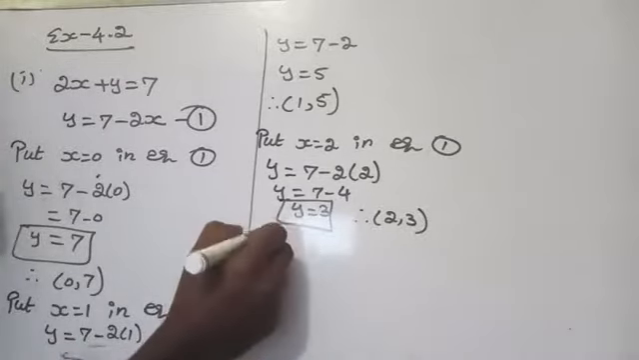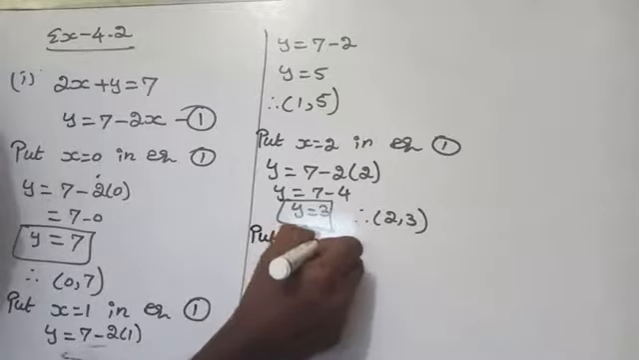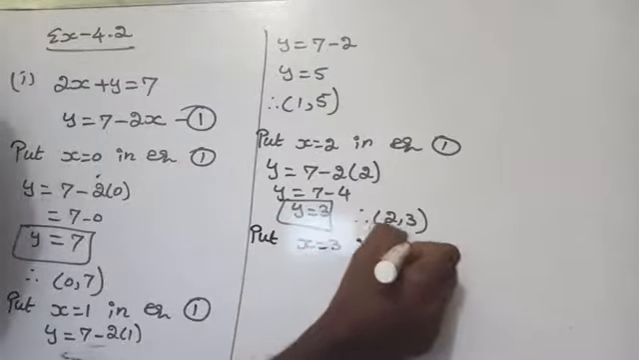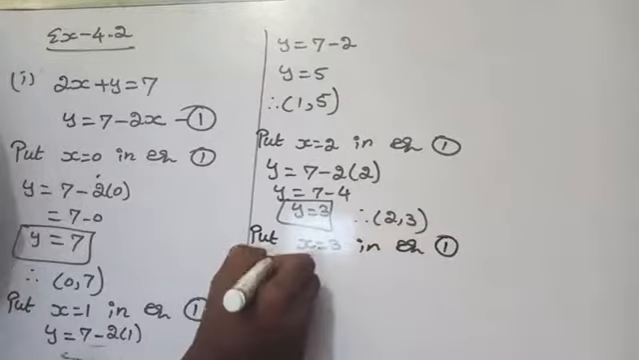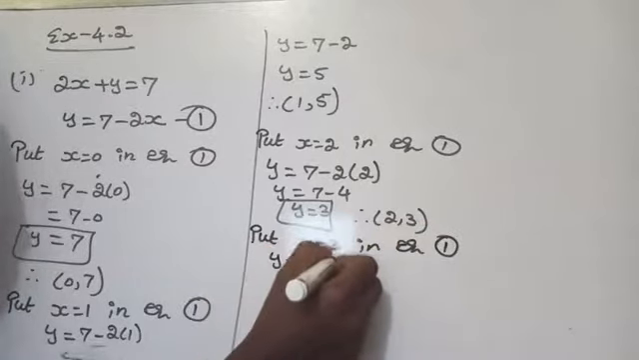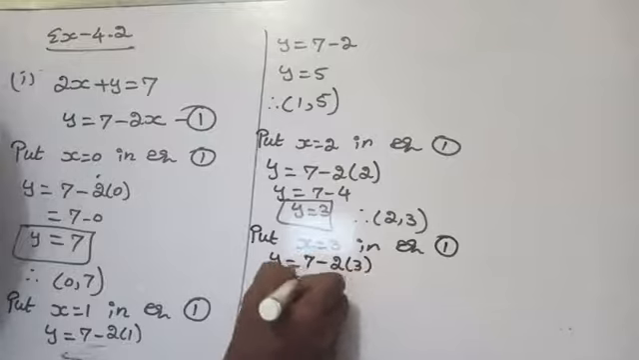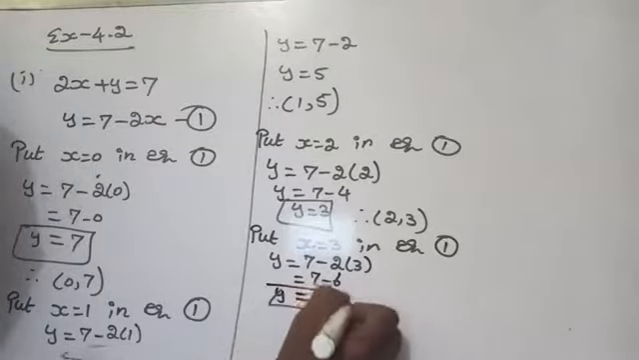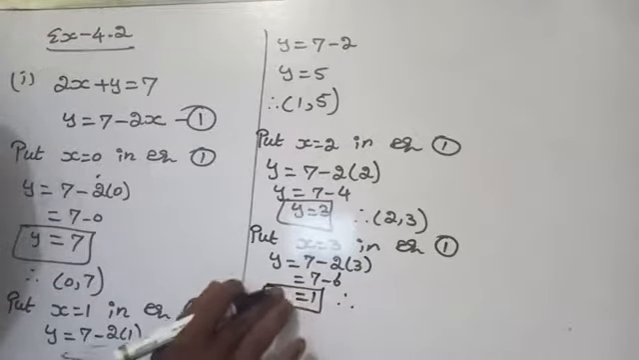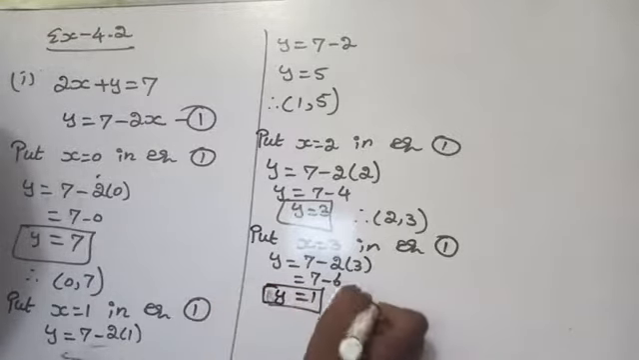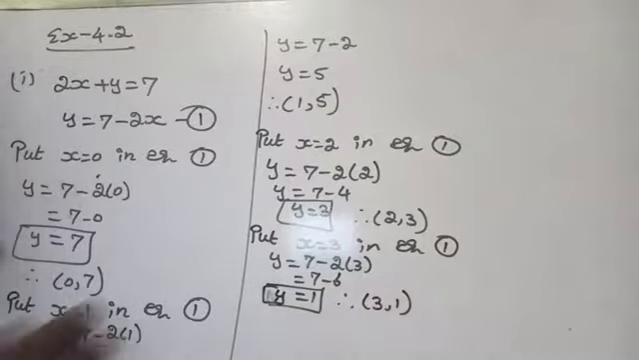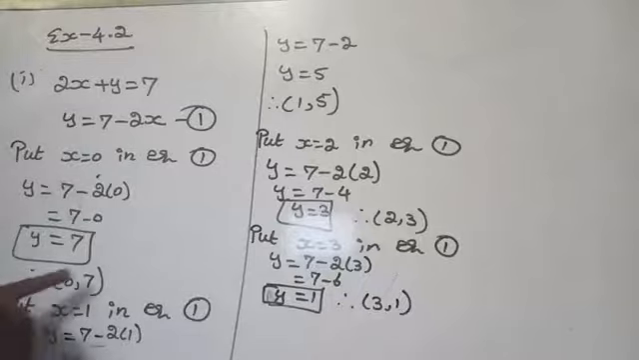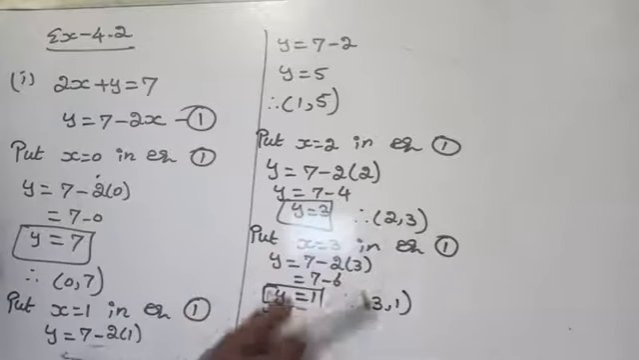Now put x is equal to 3 in equation 1. Then what is the y value here? y equal to 7 minus 2 into 3. So 7 minus 6. 7 minus 6 is 1. Therefore 3 comma 1 is a solution. Now we found 4 solutions. What are they? 0 comma 7, 1 comma 5, 2 comma 3 and 3 comma 1.